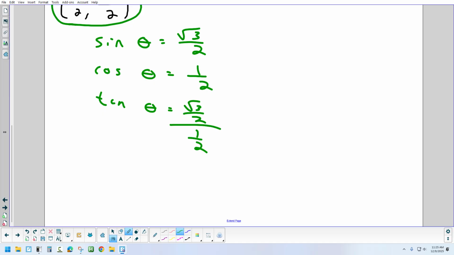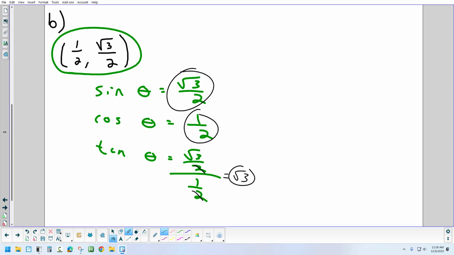So what does that mean is going to happen to these 2's? They're going to cancel out. If you flip and multiply, you're going to have a 2 in the bottom and then a 2 in the top. So the 2's are gone. What are you left with for the tangent if you simplify? Root 3. It's just root 3. Yep. Okay, so there's our first 3. And now let's do all the reciprocals. Okay, cosecant.